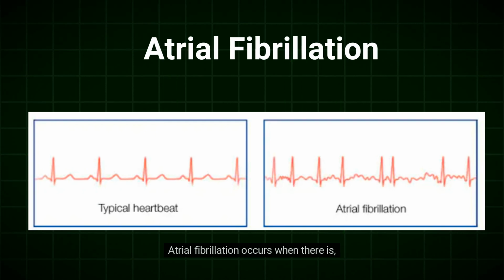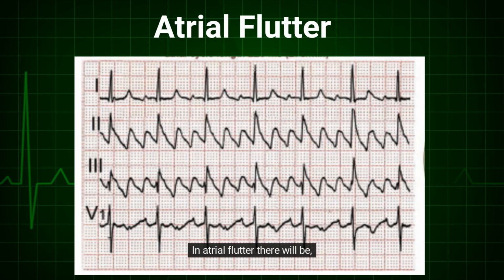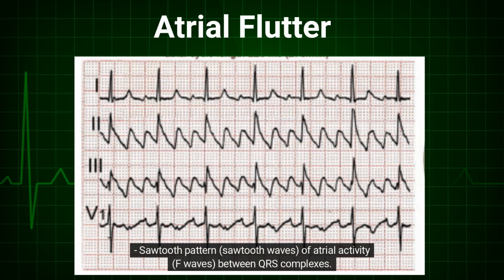Atrial fibrillation occurs when there is an irregular rhythm with no distinct P waves. Rapid, irregularly spaced QRS complexes may show fibrillatory F waves. In atrial flutter, there will be a sawtooth pattern, sawtooth waves of atrial activity, F waves between QRS complexes.